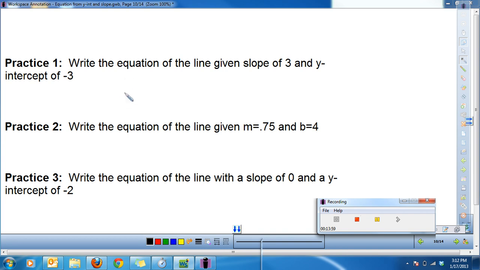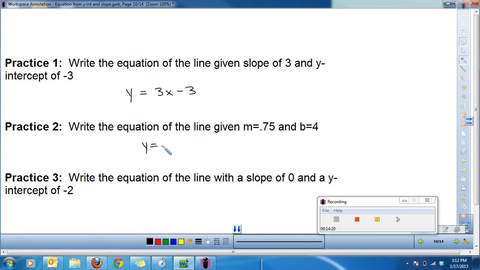All right, this first one, we should have had y equals 3x minus 3. Number 2, you would have gotten y equals 0.75x plus 4, but we can't leave our slope as a decimal, so we should have had y equals 3/4 x plus 4. And then our last one, write the equation of a line with a slope of 0 and a y-intercept of 2. That would have been y equals 0x minus 2. Remember, we don't need the 0x. So y equals -2.